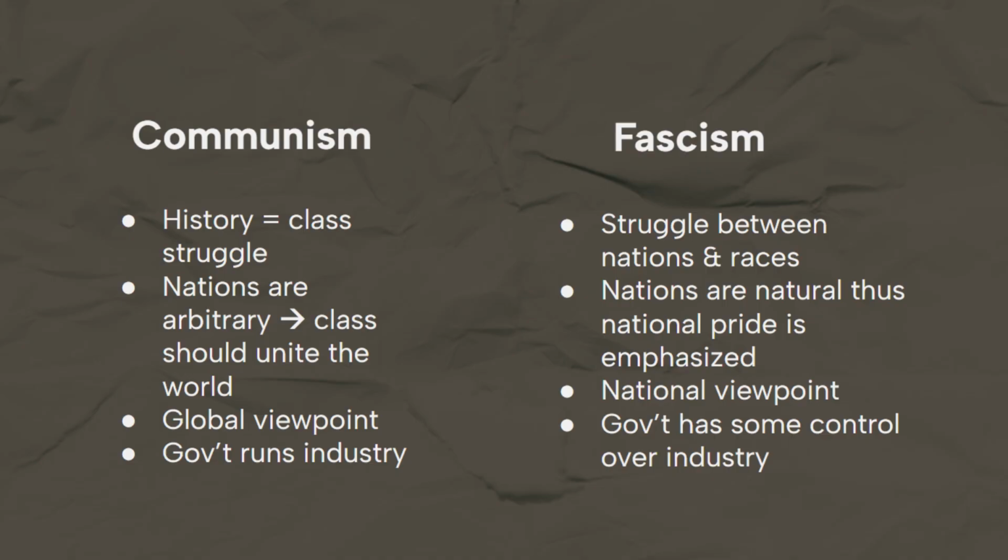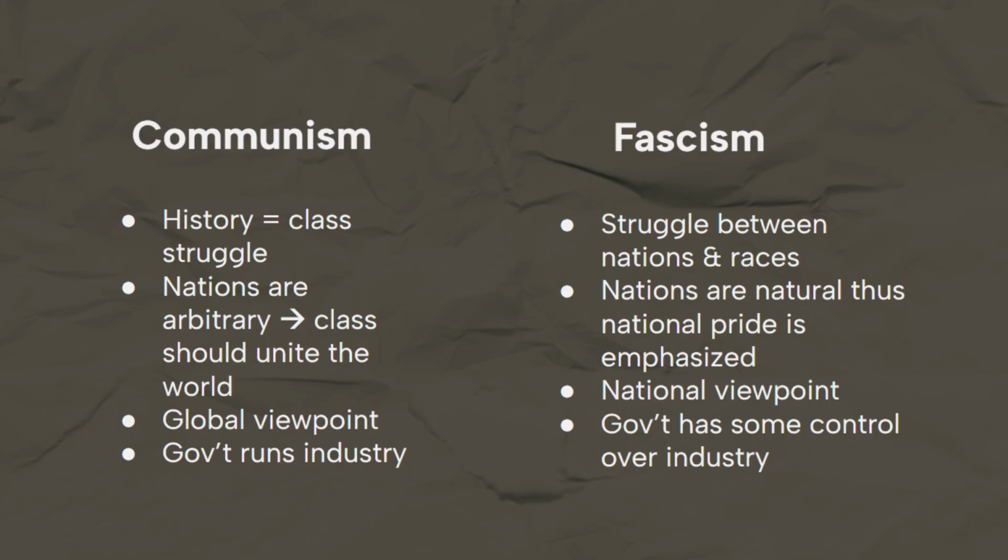So in communism, these are the basic tenets. Usually you exist on some theory of a history of class struggle, where people have different levels of rights and abilities. They identify nations as being arbitrary. The idea is that equality of classes should unite the world instead, like the workers' revolution, where the working class should unite. We focus more on that than on the idea of a generalized nation. It's a global viewpoint rather than national. So it's like we all are in this together, not just our nations. And the government is going to run most of the industry, which means that you don't see private ownership of any kind of business.